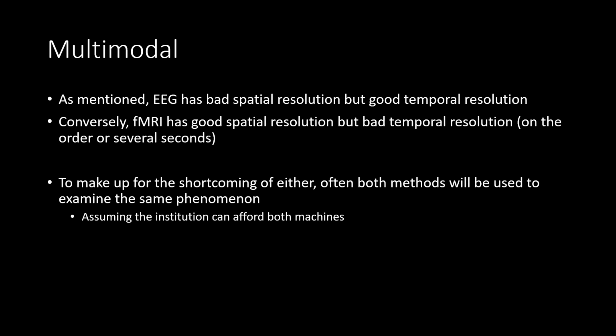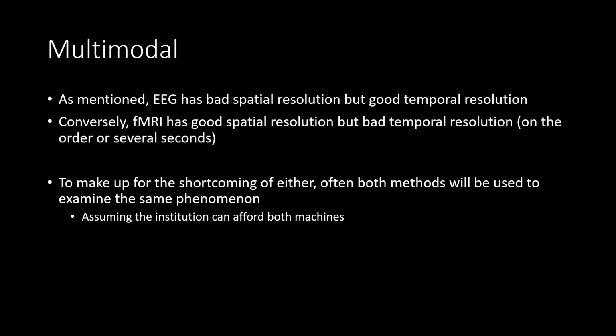A note about multimodal methods. As I mentioned before, EEG has bad spatial resolution and very good temporal resolution, and conversely fMRIs, which are a modern form of looking at spatial resolution, have very good spatial resolution, down to about 1 cubic millimeter, otherwise sometimes referred to as a voxel. But they have fairly bad temporal resolution, and this just means that they're only able to detect changes on the order of several seconds, and your brain can actually do a lot of things in a couple of seconds, so this is not very good for establishing when a certain thing happened.